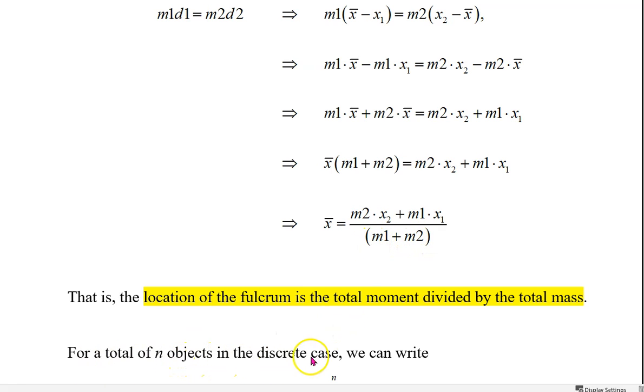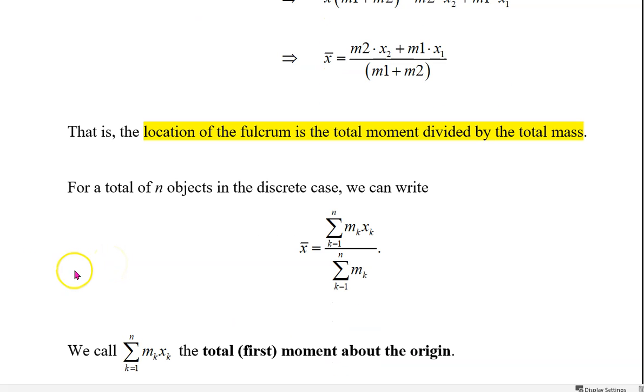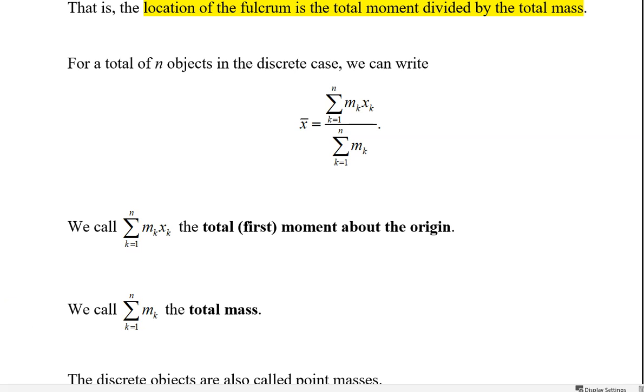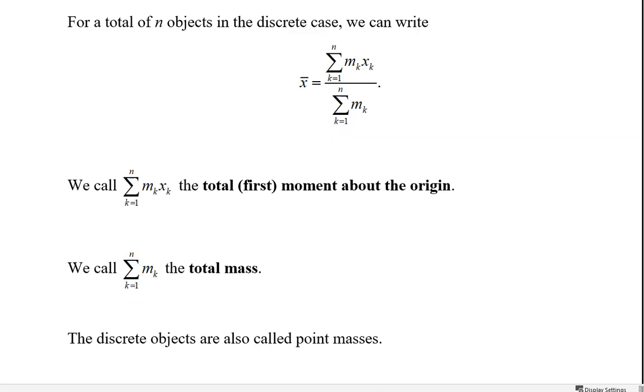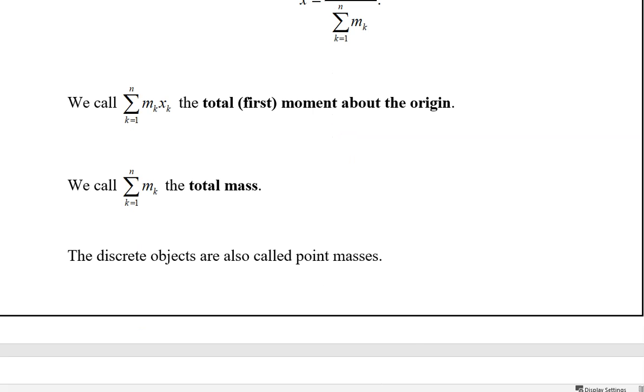For a total of n objects in the discrete case, we can write this using sigma notation, as x bar is the sum from k equals 1 to n of m sub k x sub k, the total moment in the numerator, divided by the total mass, the sum from k equals 1 to n of m sub k in the denominator. We call the numerator the total moment about the origin, or the first moment about the origin. We call the denominator the total mass. Since these are discrete objects, we can also call these point masses.